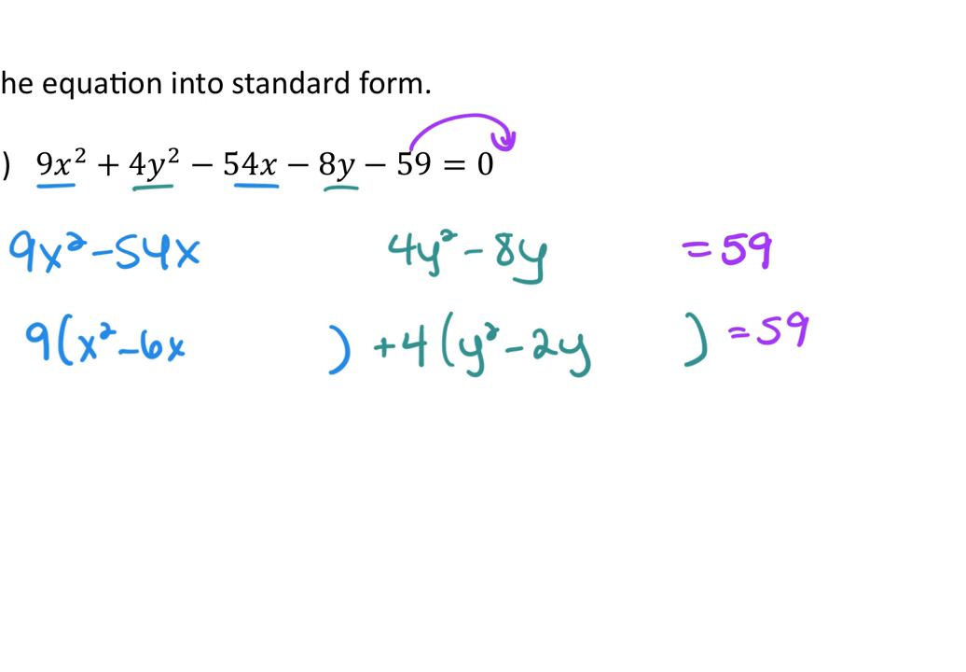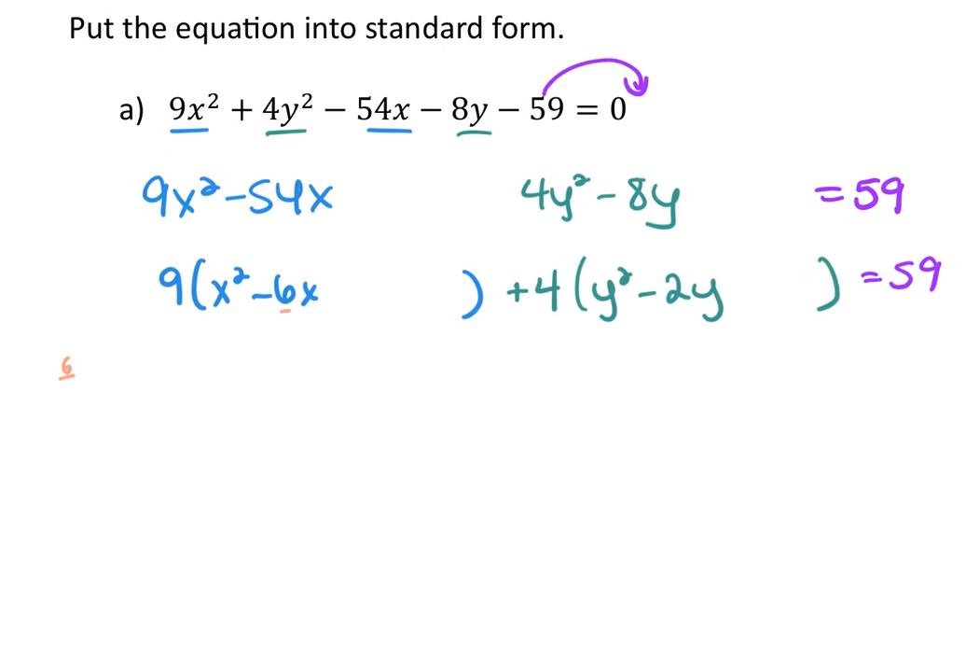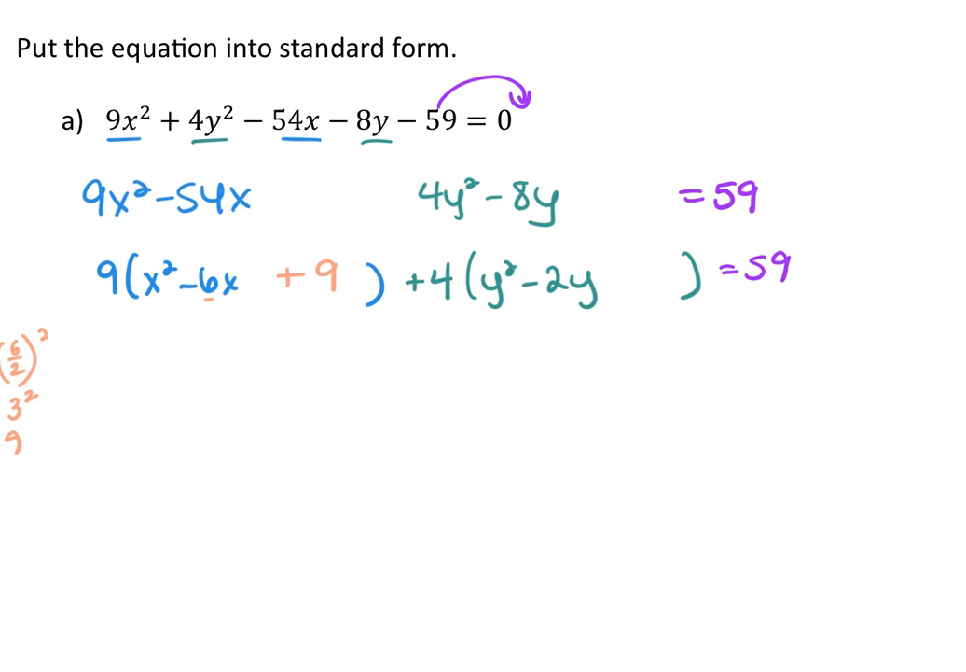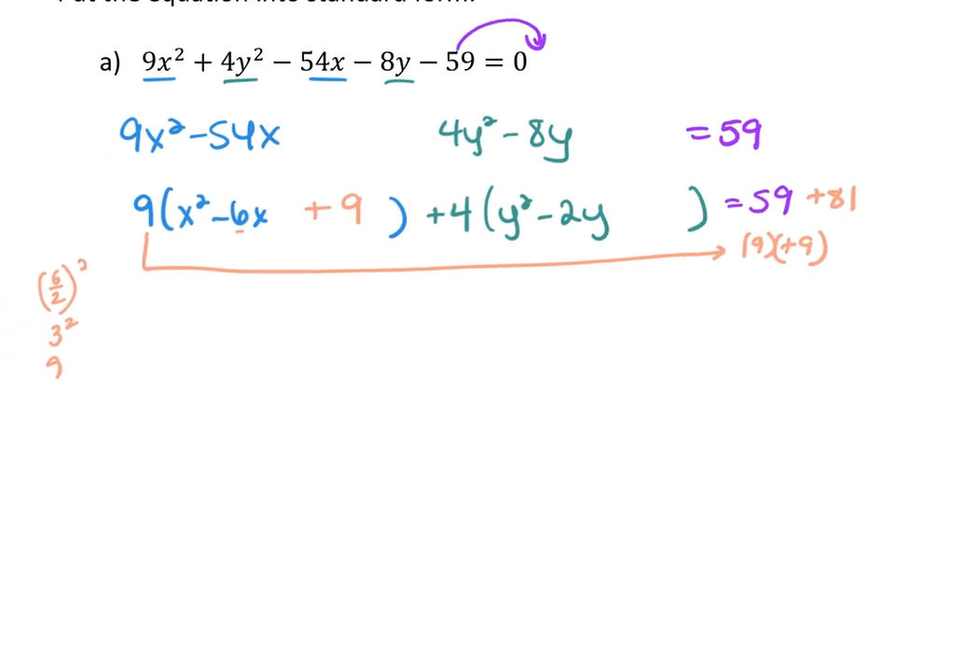Now to complete the square, we take that second term, we divide it by 2, and then we square it. So 6 divided by 2 is 3. 3 squared is 9. I add it inside the parentheses, and I have to add it to the other side. But if I took out something, I have to multiply it by it first. So I'm adding 81.